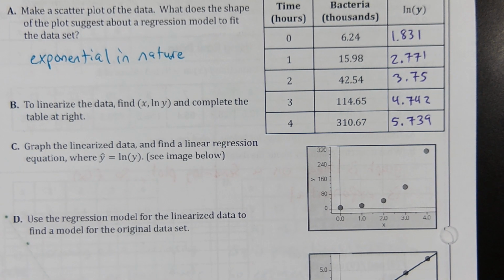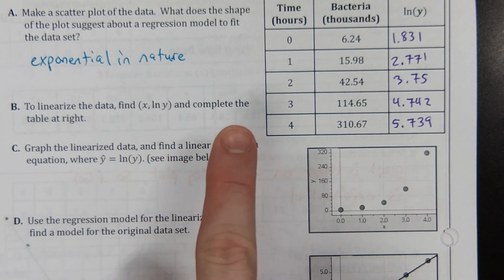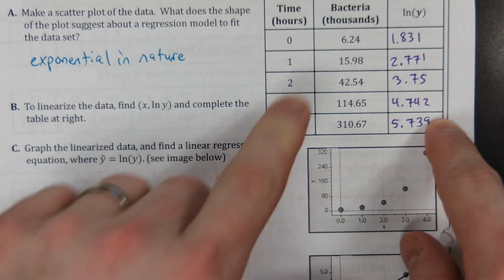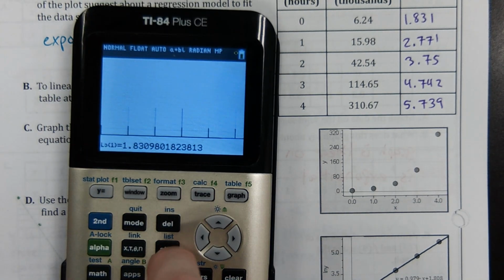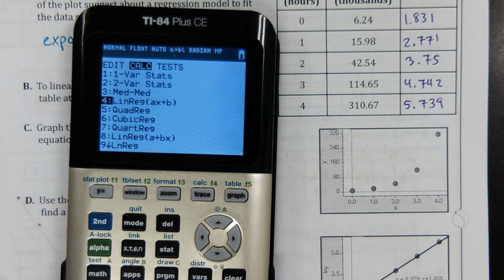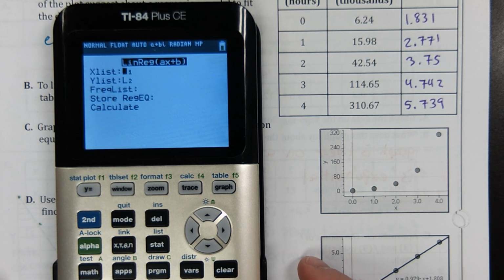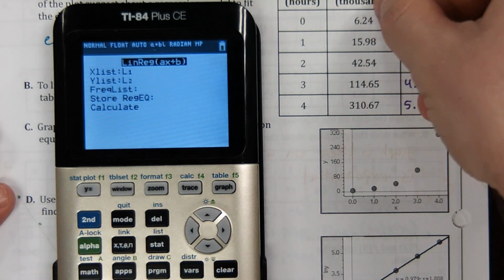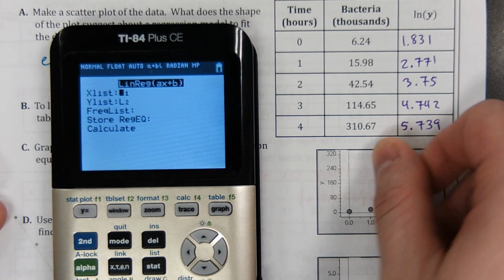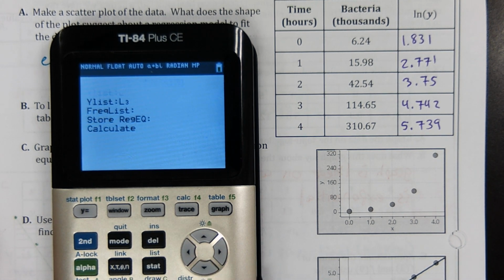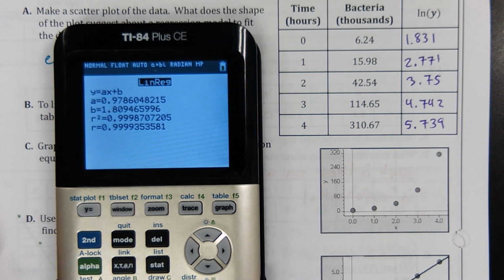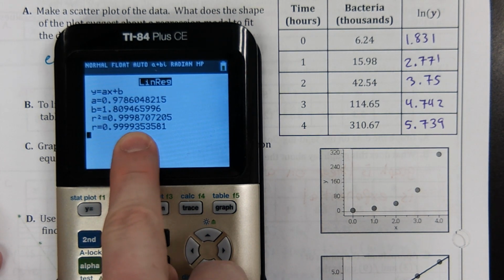Part C says, find a linear regression for this information. Well, that's just stat, calc, linear regression. But when we go to do the linear regression, we are not going to use L1, L2, because L2 was exponential data. No, you're going to use L1, L3. That will give you linear data. And look at that R value. Nearly perfectly linear.